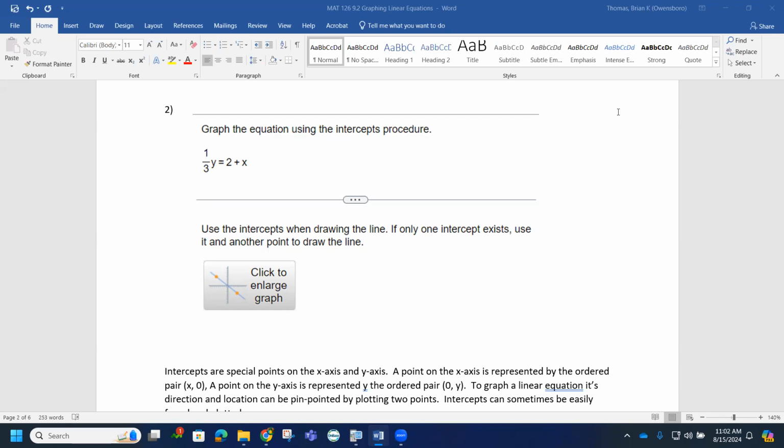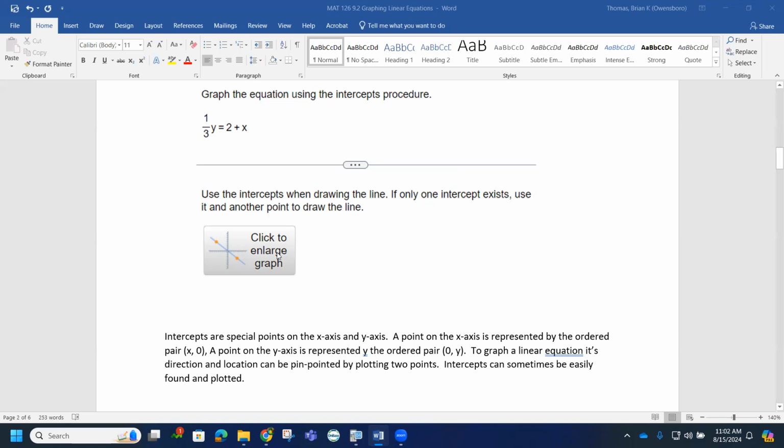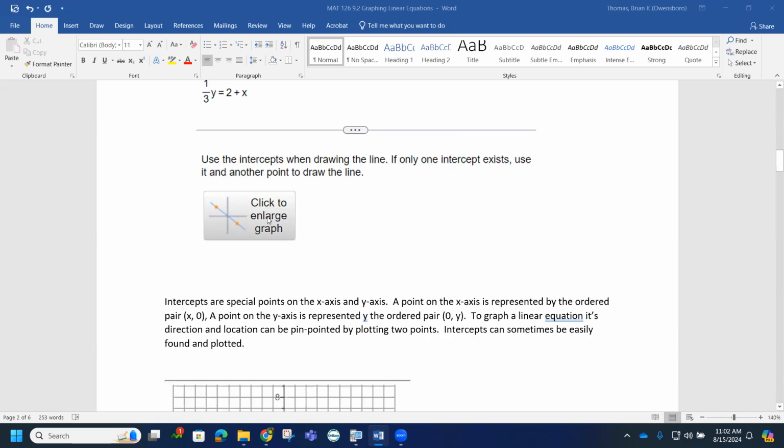So again, continue with graphing linear equations. Again, this also wants us to graph the equation using intercepts. So you'll have to use your graphing tool. So you'll have to practice this here. It also points out if only one intercept exists, you'll have to find another point and draw the line. And that does happen. Sometimes only one intercept exists, but we'll approach that as we come across that.